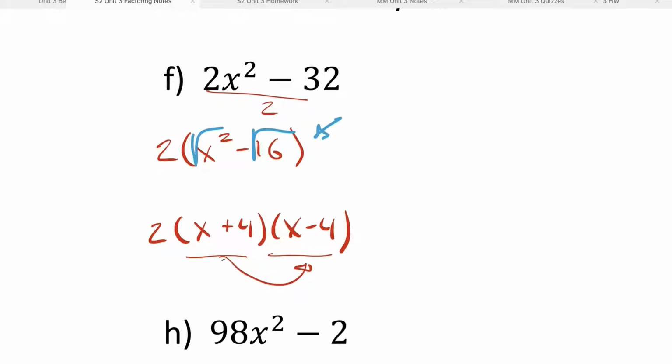Again, I mentioned this before in class. These can be in different orders, okay, as long as what's inside stays the same. So if you wanted to do, this would be exactly the same as 2 times x minus 4, and then x plus 4. So don't worry about the order of those, okay.